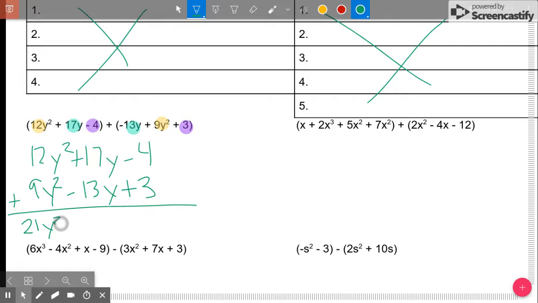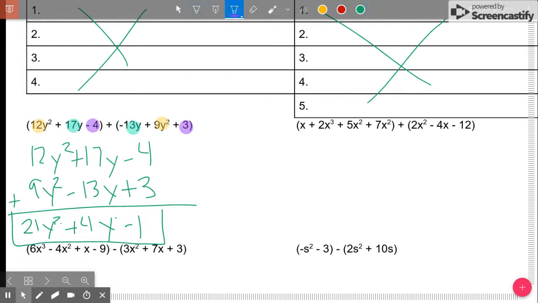17 is positive and it's negative 13. So you're going to subtract them and you're going to get a positive 4y. And then you have negative 4 and a positive 3. So you're going to get a negative 1. And that is your answer. Okay, moving over to the next one.